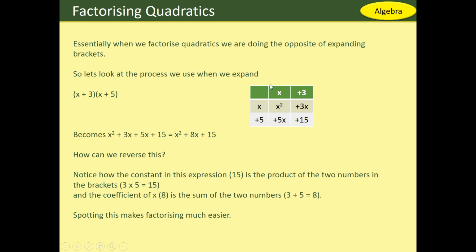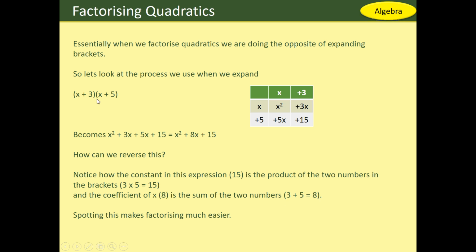If we look at our grid, the only thing that affects the constant is just that bottom right square there, which comes from the 3 and the 5. So that gives us one hint. We need to look for a pair of numbers that would multiply to make 15. Now, the second thing is that the coefficient of x, the 8 here, is the sum of the 2 numbers, 3 and 5. So we're looking for 2 numbers then that add together to make 8.